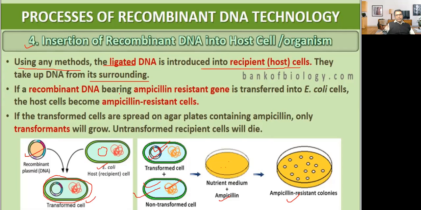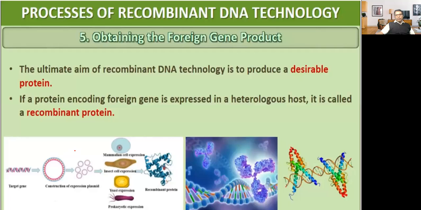So if a recombinant DNA bearing an ampicillin resistance gene is transferred into an E. coli cell, the host cell will become an ampicillin resistant cell. If the transformed cells are spread on an agar plate containing ampicillin, only transformants will grow and the non-transformed recipient cells will die. So in this way, we can identify what is a transformant and what is a non-transformant.